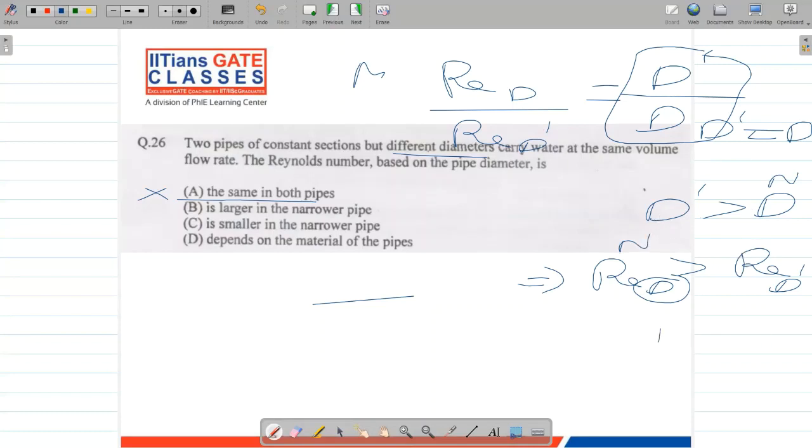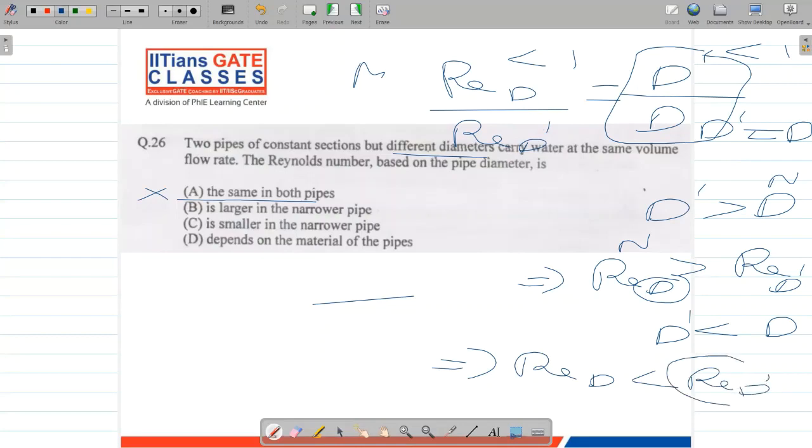Or let's take a different case where D prime is less than D, where D prime is the narrower one. And so in this case, your RHS is going to be less than 1. So your LHS is also going to be less than 1. So that basically implies Re_D is lower than Re_D prime. Again, telling you that Reynolds number is higher in the narrower pipe. So option B is the right one. And it's smaller in the narrower pipe, which we saw that it's not true. It's higher in the narrower pipe.